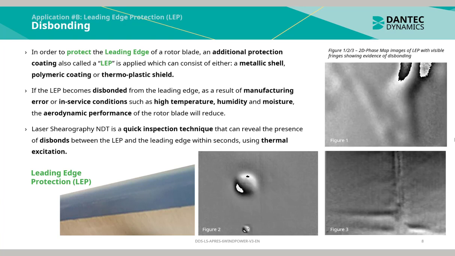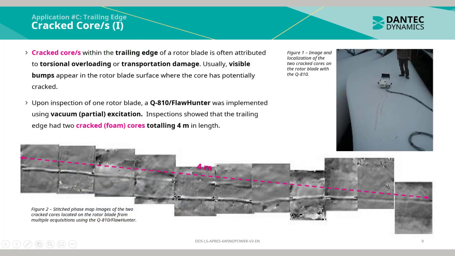Laser Shearography NDT is a quick inspection technique that can reveal the presence of disbonds between the LEP and the leading edge within seconds using thermal excitation. Figures 1, 2, and 3 show a 2D phase map image of the LEP with visible fringes showing evidence of disbonding.